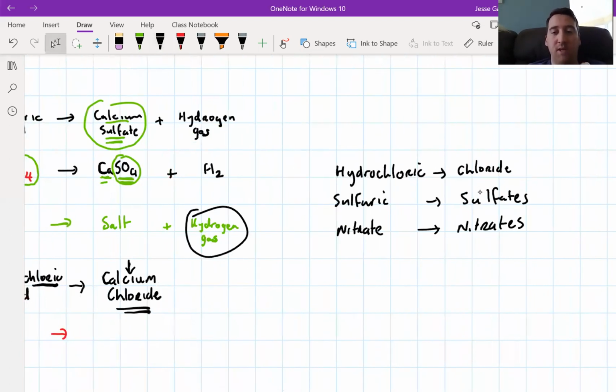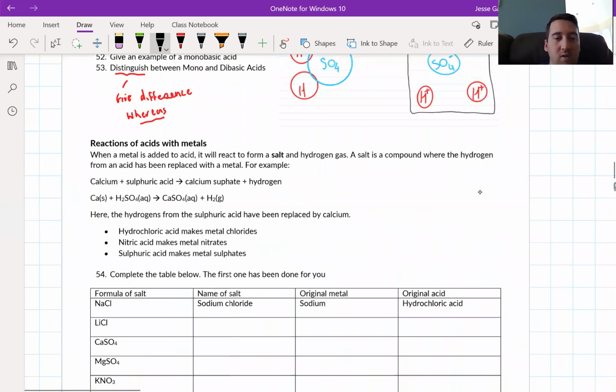If it's hydrochloric, it will be something chloride. If it's sulfuric, it will be something sulfate. And if it's, sorry, not nitrate, this should be nitric acid. If it's nitric acid, it will produce nitrates. All right, so that's really the hard bit, and that's what we are going to get into over here.